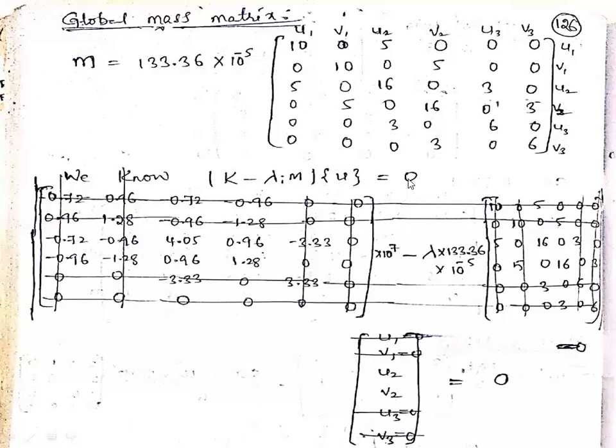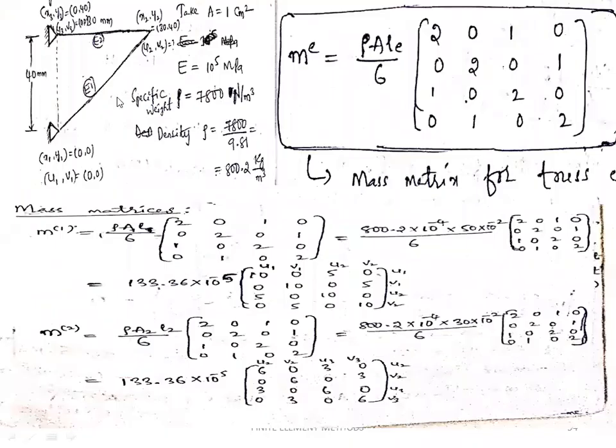So let us try to see here. Before applying the eigenvalues and eigenvectors, let us simplify this 6 by 6 matrix into a reduced range. How are we going to reduce this 6 by 6 matrix? Let us recall the figure. In the figure, nodal point 1 is fixed, 2 is free, and 3 is fixed.